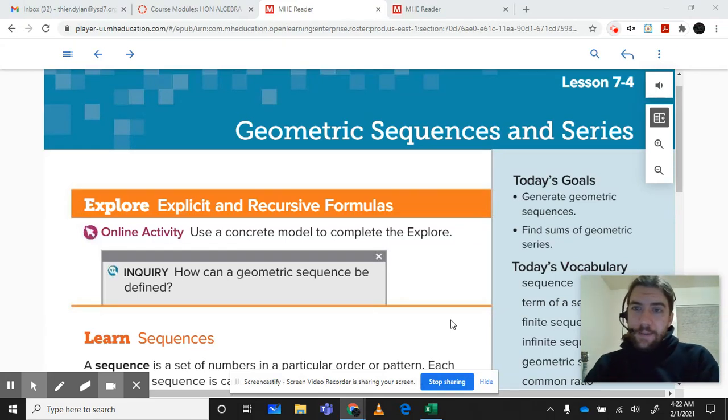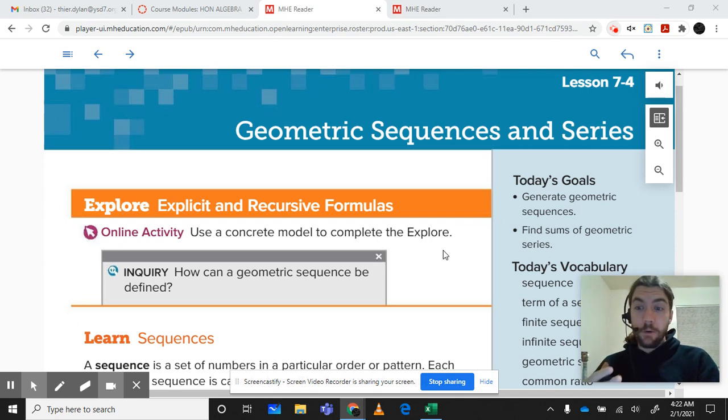Hello, welcome to Lesson 7.4 on geometric sequences and series. Geometric sequences and series are fairly straightforward. Before we get into describing them, I'll just give you an example of one, and I'm sure you'll pick up pretty immediately on what they are.